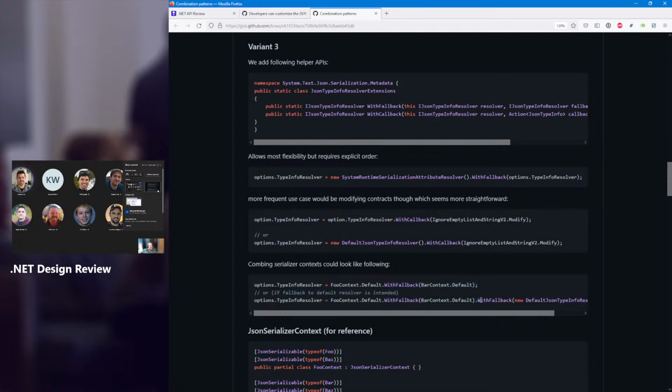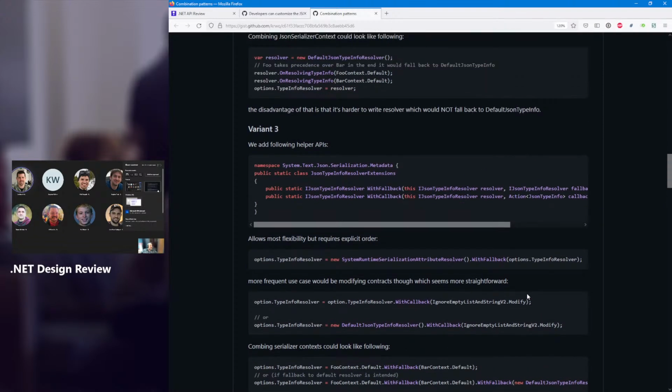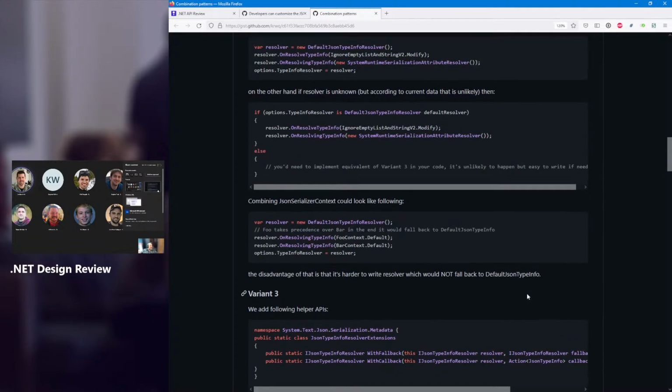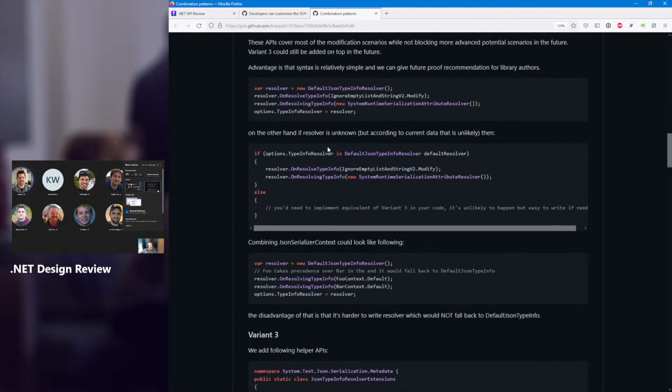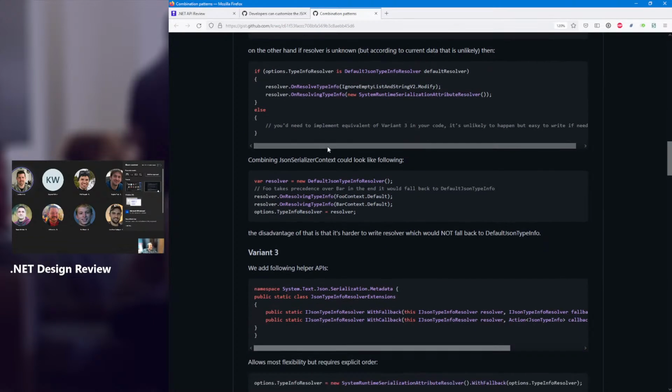So I see in the sample for 3 that it talks about bar context.default, which I understand to mean the source generator was involved. But honestly, I don't understand what these are doing at all. So maybe variant 2 solves it, but these words mean literally nothing to me. So if people like that, then we'll get to talk about that one. But the whole point of we can do nothing because Newtonsoft JSON doesn't, I don't think really applies.